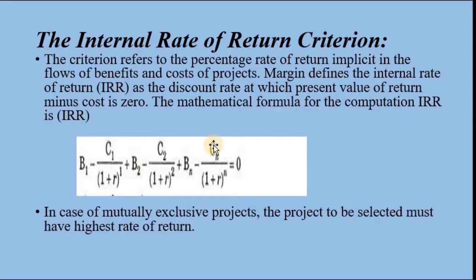The mathematical formula is where you can see there is B1, B2 for different years, minus cost, divided by 1 plus the social discount rate, bracket 1, plus B2 and so on. This is how the present value of returns and the cost is calculated, and it should be 0. In case of a mutually exclusive project, the project to be selected must have a higher rate of returns.